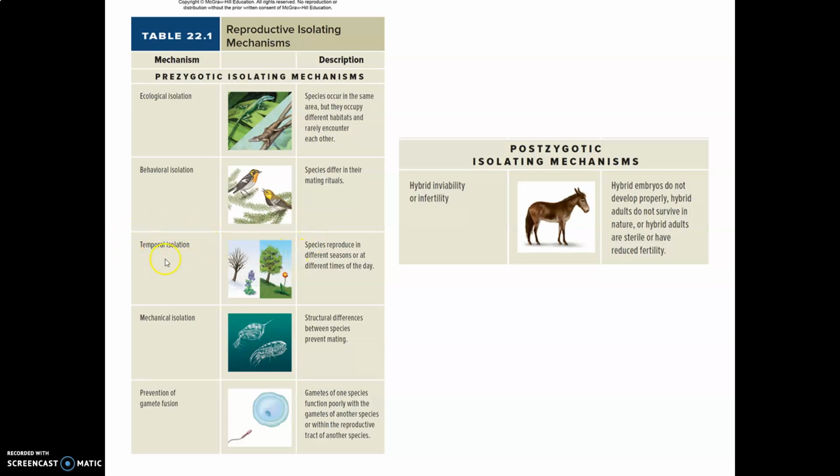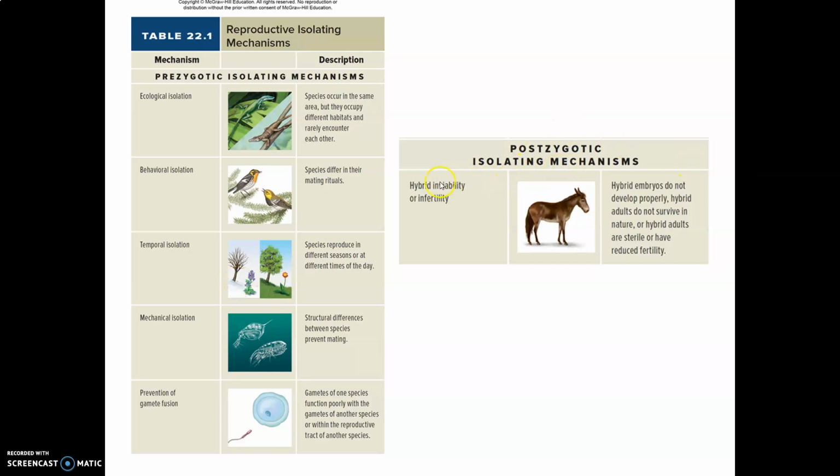You can have a temporal isolation, which has to do with differences in time, in the sense of the seasons, perhaps. Some species reproduce during different seasons, or they may be reproductively active at different times of the day. You can see mechanical isolation, literally structural differences between two different species that prevent mating mechanically. Tab A does not fit in slot B, so to speak. Or there may be some way to prevent the gametes from fusing together biochemically. The process of gamete fusion is actually a very complicated one biochemically. Gametes of one species function poorly with gametes of another species or within the reproductive tract. And so this prevents the zygote's formation. Now, these are all pre-zygotic barriers.